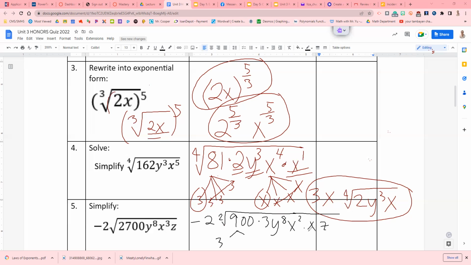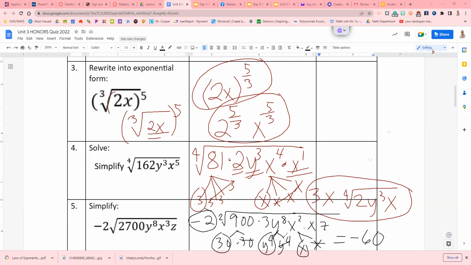So 900 would go 30 and 30. While y to the 8 will go y to the 4th and y to the 4th. While x squared is x and x. So cancel, just take 1. Cancel, take 1, cancel, take 1, cancel, take 1. So 30 will be multiplied to negative 2. So the answer is negative 60.